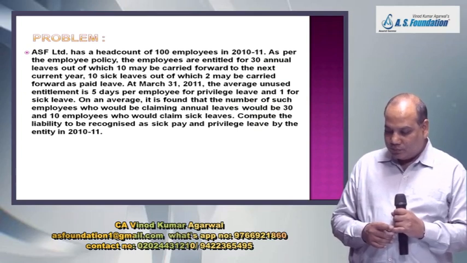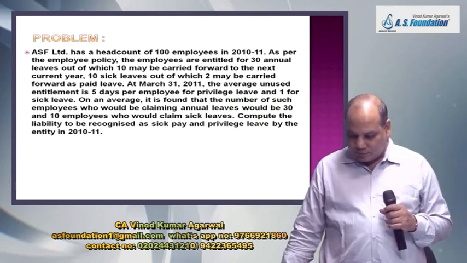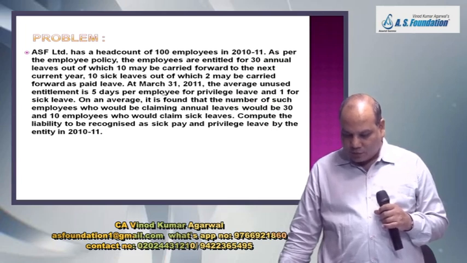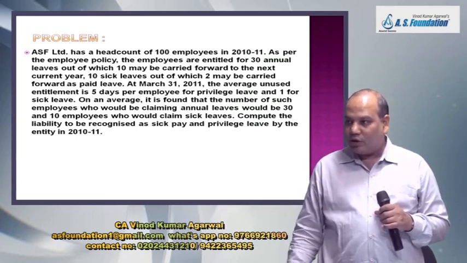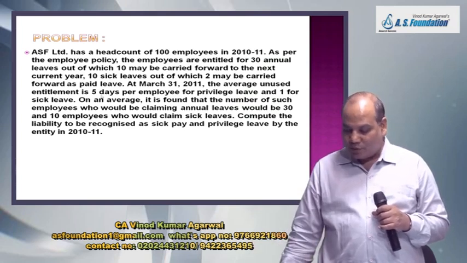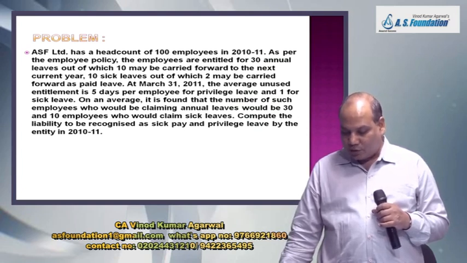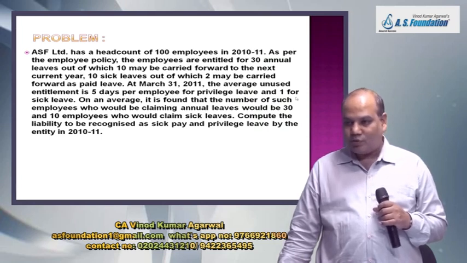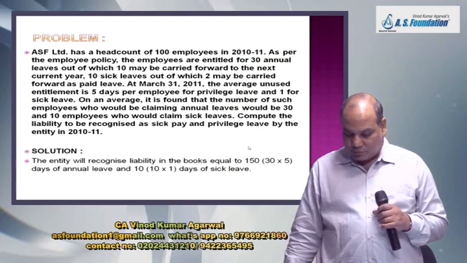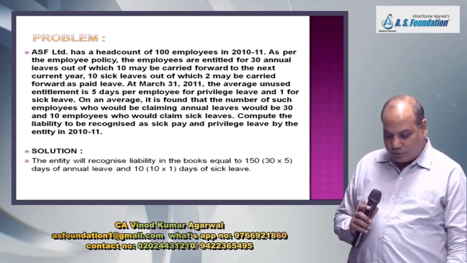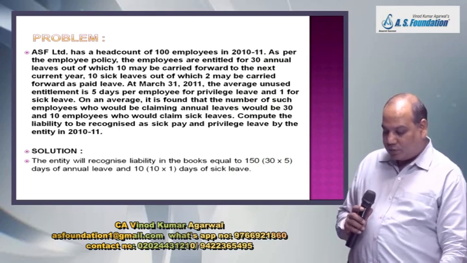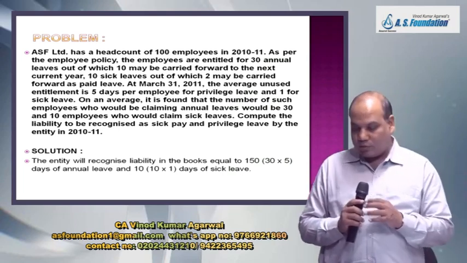30 employees will take which leave? Privilege leave, right? And how many days of privilege leave is carried forward? 5. 10 is allowed, 5 is unused. So provision will be made for unused entitlement. So 5 into 30. And 10 employees would claim sick leave. 10 into 1, because 1 is unused. So this way you have to make the provision. So the answer is written in one line only. The entity will recognize liability in the books equal to 150, that is 30 into 5 for annual leave, and 10, that is 10 into 1 for sick leave, right?